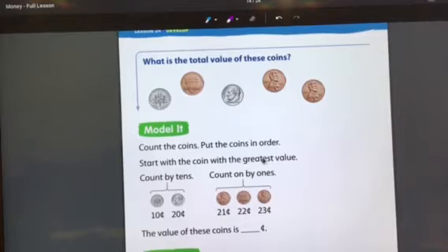Start with the coin with the greatest value. We did that also. We counted by tens first, 10, 20. See how they did that? Then count on by ones, 21, 22, 23. So the value of these coins, so if you put all of these coins together, and it's saying the value of these coins is, that means all together, if you had all that money in your pocket, you would have 23 cents.